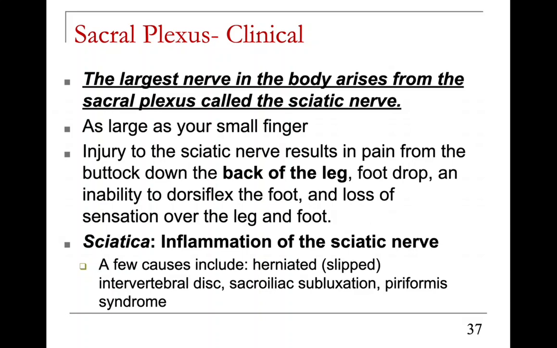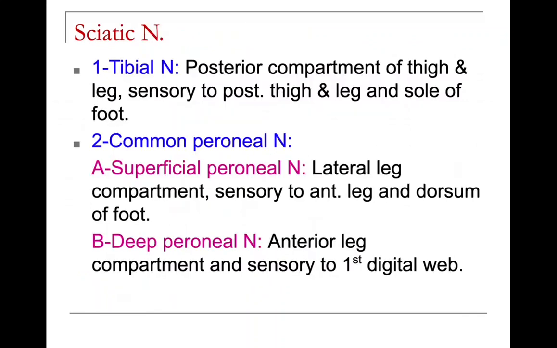So sciatica is inflammation of the sciatic nerve. It does not have to have all of these things when you have sciatica. So it can progress and gradually get to that point. Usually when somebody has sciatica, they're not real content to leave it alone. It's pretty uncomfortable. Some causes include herniated disc, sacroiliac subluxation, and piriformis syndrome. The piriformis syndrome is due to the piriformis muscle wrapping around it and getting too tight to irritate it.